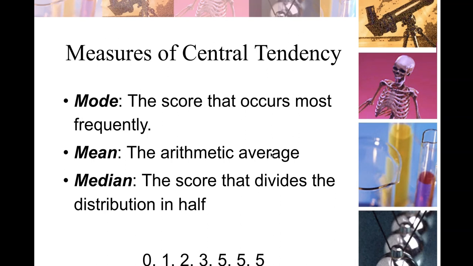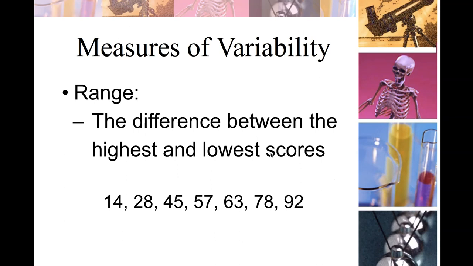Median is the score that divides the distribution in half, so that would be 3, right? It's the middle score. We've got 7 numbers. You look at the fourth number, the one in the middle, and that is going to be 3. Again, you all know that. I know that. All right.